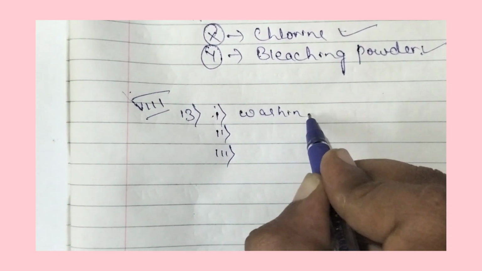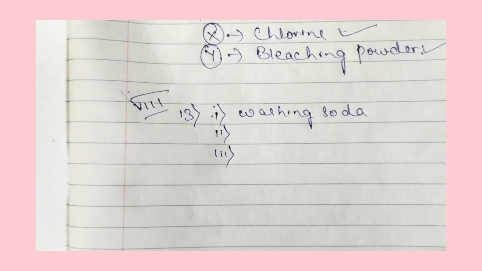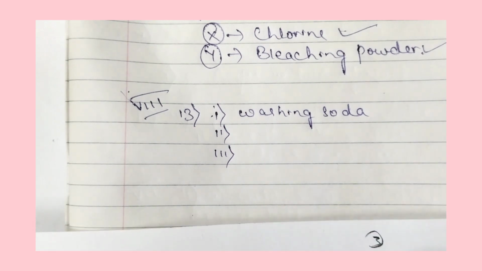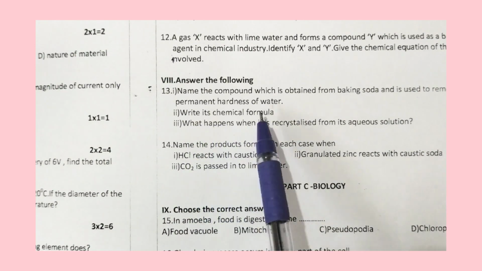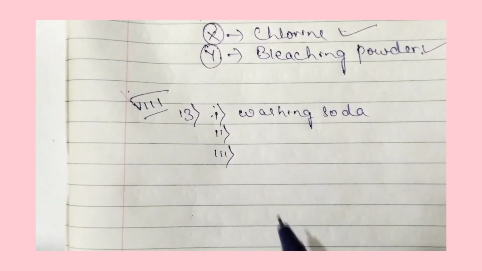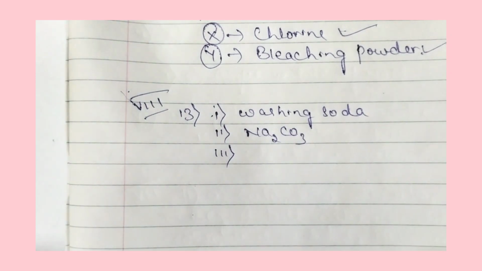So this washing soda we are getting from baking soda, and this washing soda is used to remove hardness of water. So for the first question the right answer is washing soda. In the second question, write its chemical formula. So it will become Na2CO3.